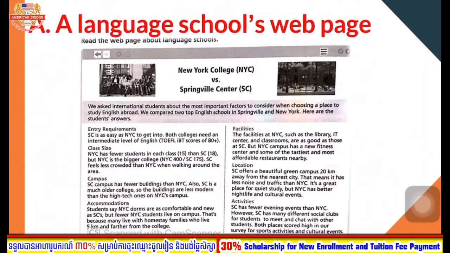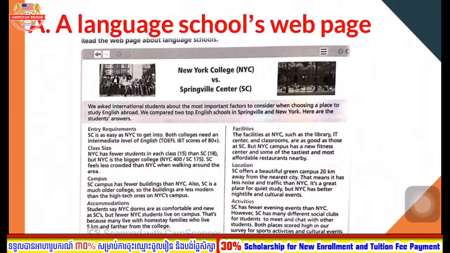So let's see the school. We have two schools to compare with each other. The first is New York College, and the short form is NYC. And the second is Springville College, SC. This is the short form of it.